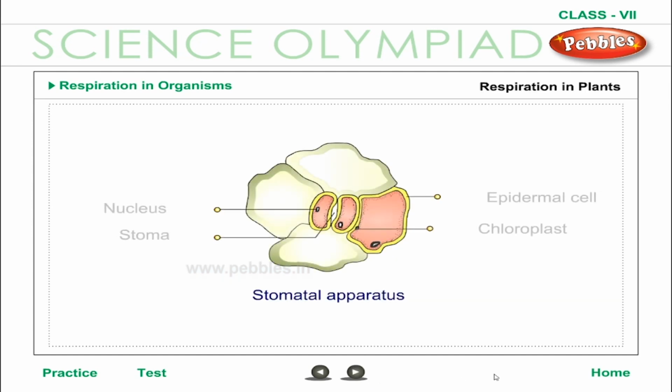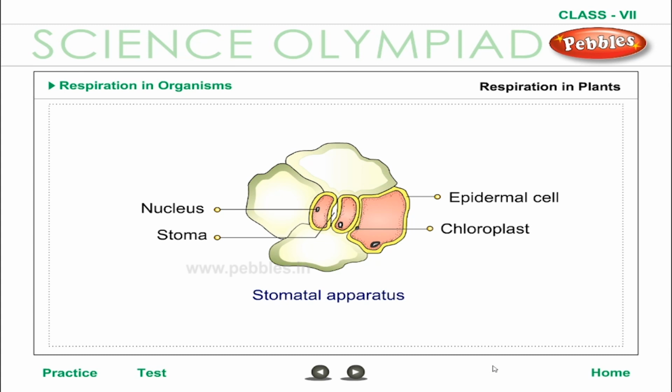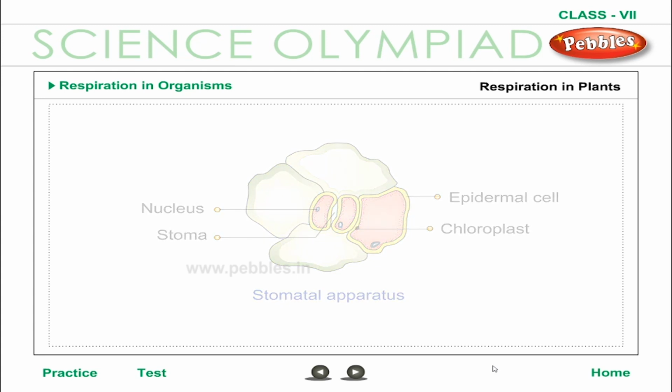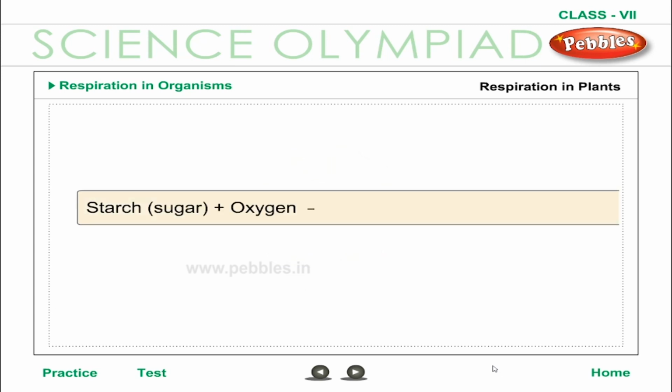Respiration in plants. Since all living organisms breathe, so plants too breathe and respire. In plants also, food that is manufactured in the form of starch needs to be broken down to release energy. So, respiration is a vital function in plants. Respiration is aerobic and is represented as starch, sugar, plus oxygen gives energy, plus carbon dioxide, plus water.